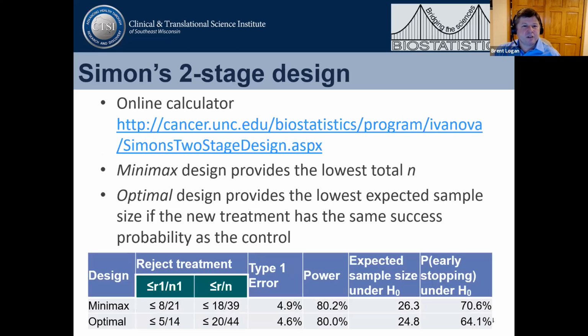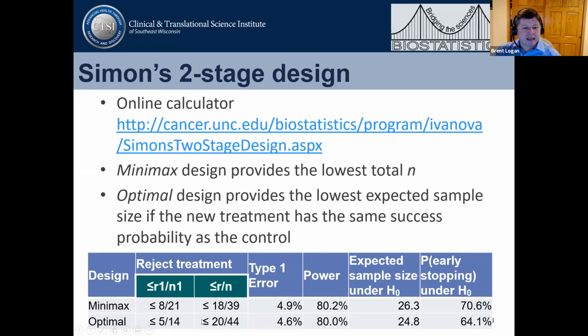There are online calculators to do this. They typically provide two different options for designs. One of them is called a minimax design, and the other is an optimal design. Minimax provides the trial design with the lowest total sample size. The optimal design provides the lowest expected sample size if the new treatment had the same success probability as the control treatment. So the maximum sample size of the optimal design is actually a little bit higher than the minimax design. And this is what those designs might look like for this scenario.